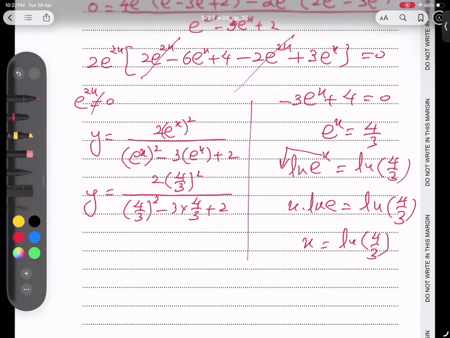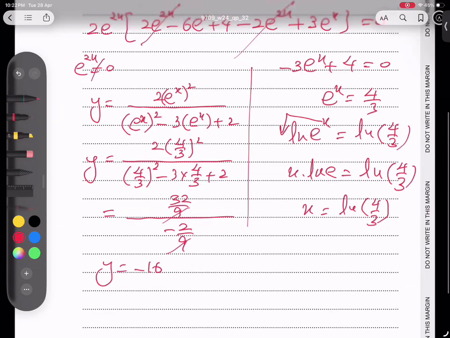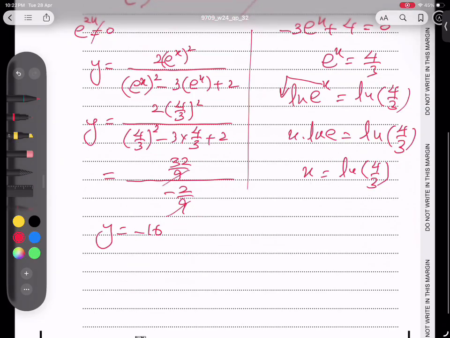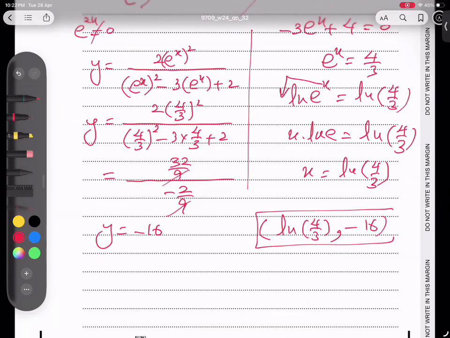And now I'm going to check it in the calculator. 2 times 16 over 9, so I'm getting the fraction part 32 over 9. Down part: 16 divided by 9 minus 4 plus 2, and its fraction form is giving us negative 2 over 9. 9 cancels out, and we're getting negative 16. So alhamdulillah rabbil alameen, the coordinates are logarithm 4 over 3 and negative 16. And this is my required answer.